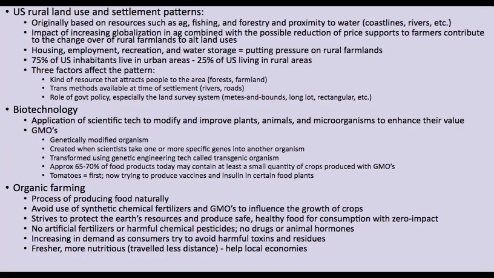Okay, so some add-on things. We're going to talk a little bit more specifically about the United States rural land use and settlement patterns. Originally, the way that we as people settling the United States came, it was all based on the resources, such as agriculture, fishing, forestry, proximity to water. What's happened as we as a country have spread out and found all these new places is that the increasing globalization of agriculture combined with the possible reduction of price supports to farmers contribute to the change over of rural farmlands to alternate land use.